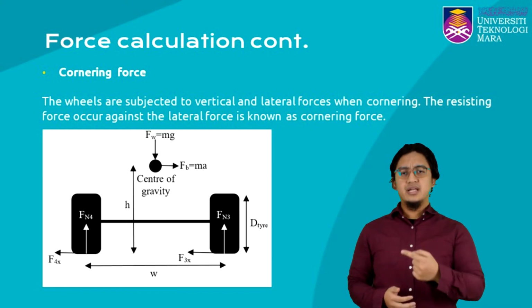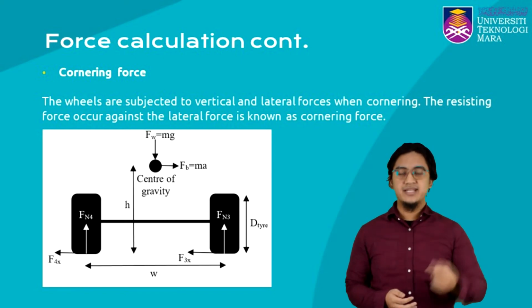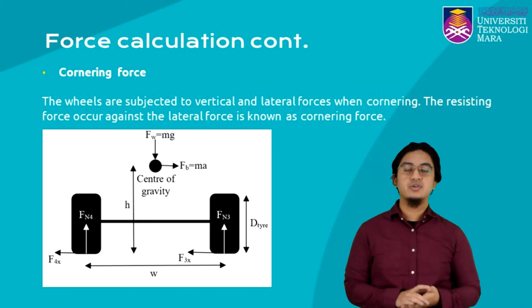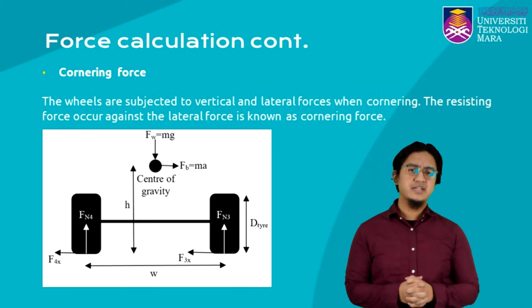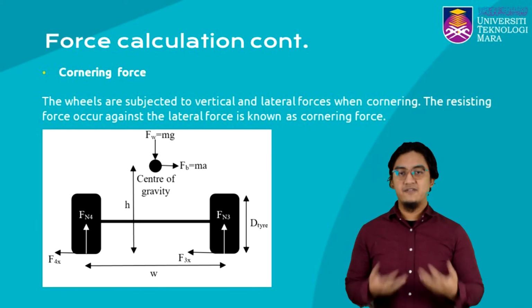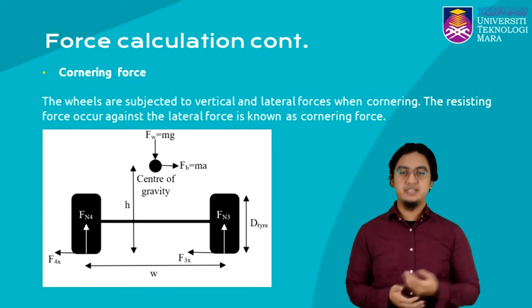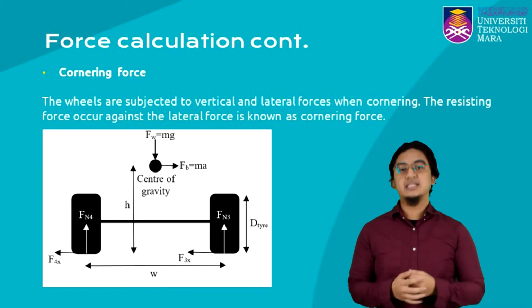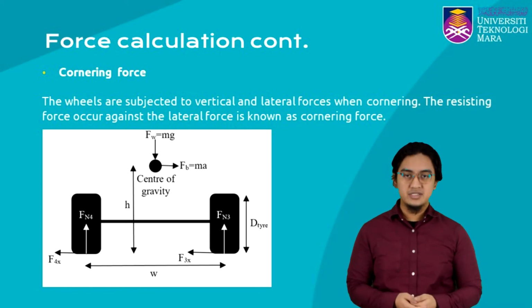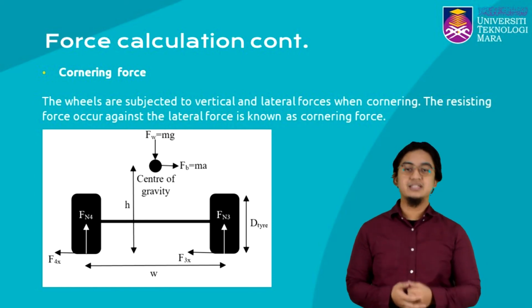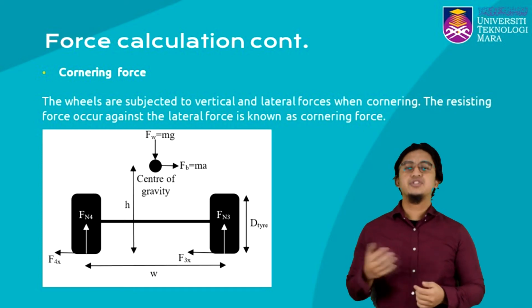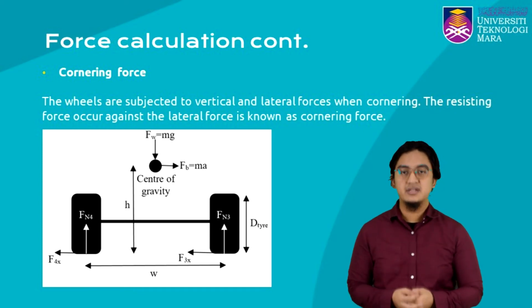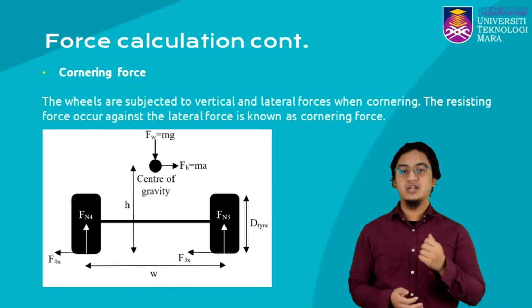The third force that the mounting will see is cornering force. When cornering, the wheel is not only subjected to vertical force but also lateral force. The resisting force that occurs against the lateral force to keep the car from skidding is known as cornering force. Its magnitude is equal to the lateral force but acts in the opposite direction. The figure shows the simplified force acting on the wheel during cornering.